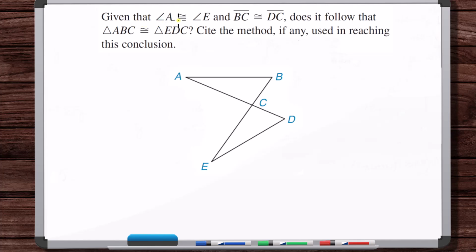Given that angle A is congruent to angle E, again, and segment BC is congruent to segment DC, does it follow that triangle ABC is congruent to triangle EDC? Once again, these two angles are vertical angles. So here we've got angle, angle, side, and that is a congruence criteria, because we've got two angles that are congruent, so the third angle pair must be congruent. So we can use angle, side, angle.